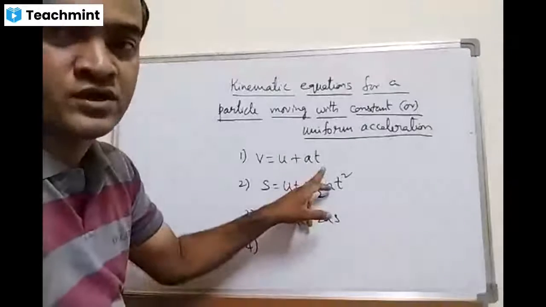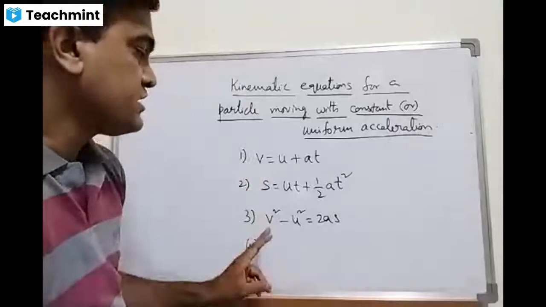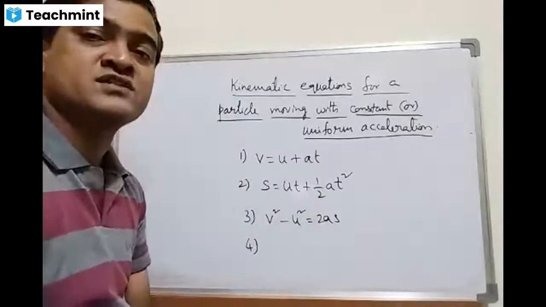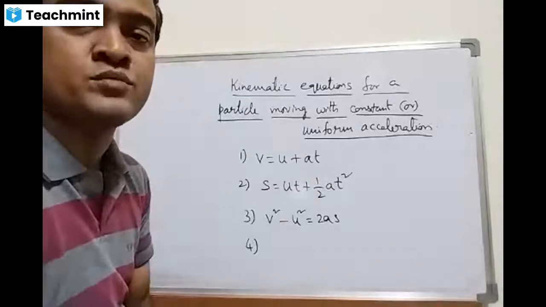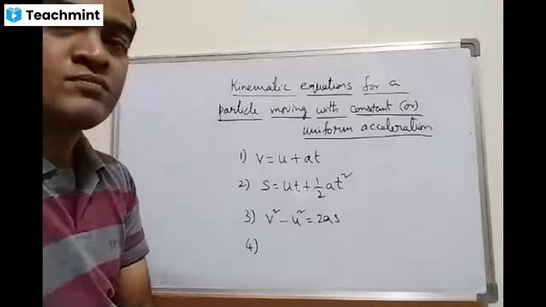T is time, or you can say time interval. V is final velocity. A is said to be uniform acceleration or constant acceleration.